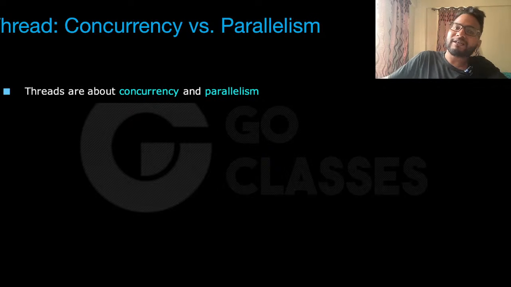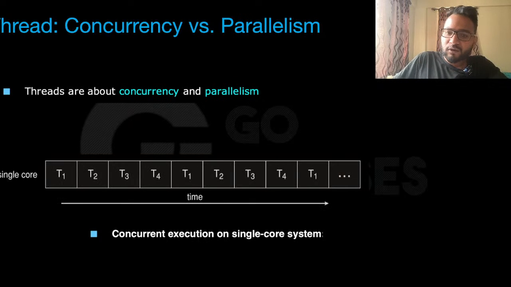Okay, so threads are about concurrency and parallelism, which means that if you are applying the threads, and there is only a single core, then you can have the concurrent execution of those threads. Concurrent means you are running this thread and then you are running another thread. You cannot have a parallel execution. Obviously, how can you have the parallel execution if that is just a single process, right?